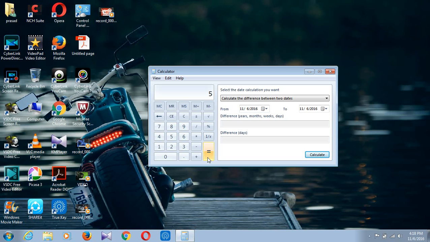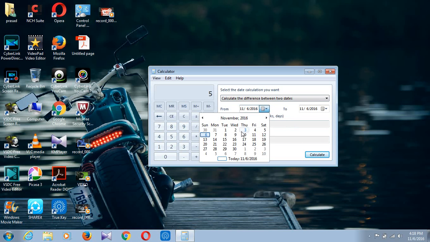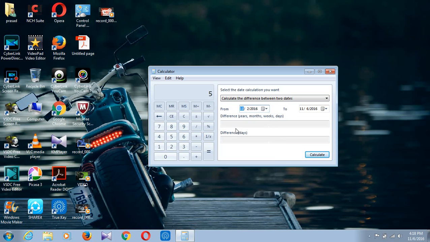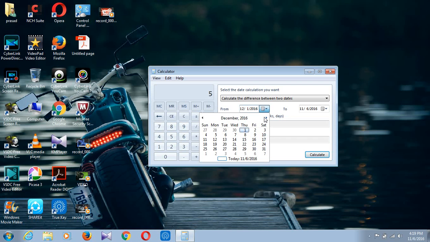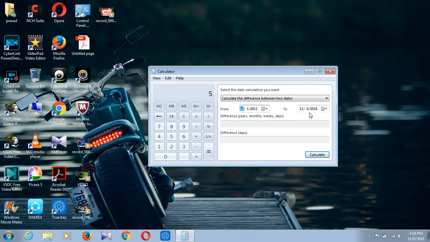And the last part and the most interesting part is about calculating the difference between two ages. Like if I say a boy born on 2nd of November 2011 and today's day is 11/6/2016, so what was the age of the person? So I have to calculate that.